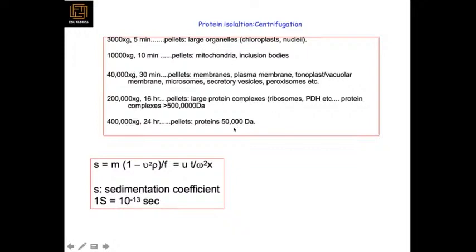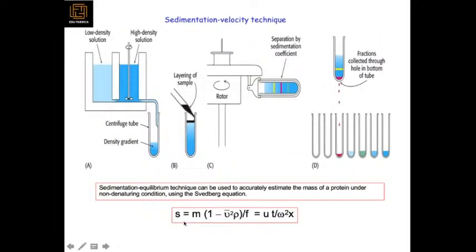Then, while doing centrifugation, there is a thing called the Svedberg equation, or sedimentation coefficient. So this is your Svedberg equation, and this S is your sedimentation coefficient, and it is known that 1 S equals 10 to the power minus 13 seconds. So that was the sedimentation velocity technique. Now comes the third technique.